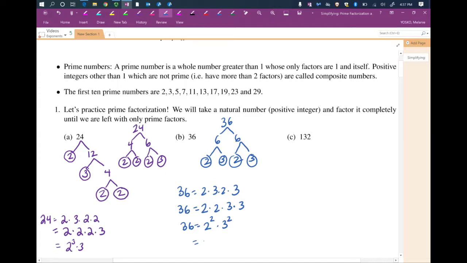And let's check it. What's 2 squared? Well, that's 4. What's 3 squared? 9. Is 4 times 9 also 36? That's another way to check.